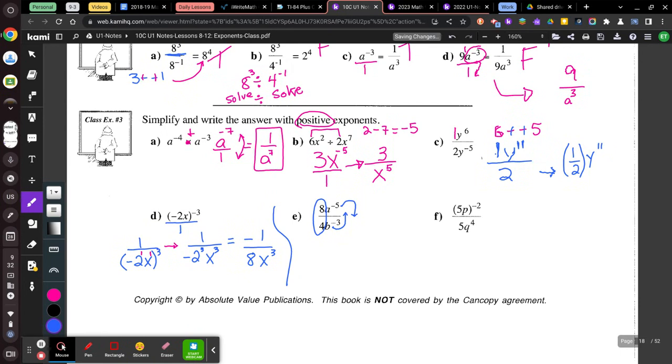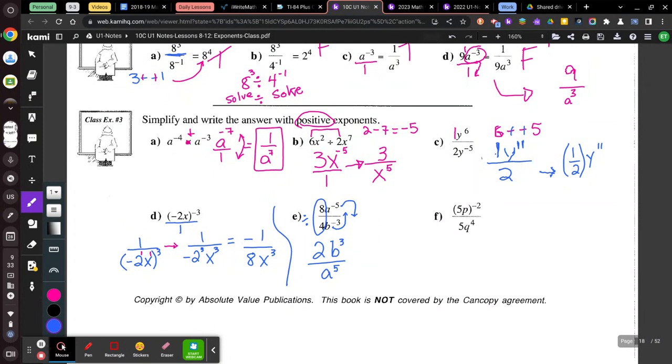But you will divide the 8 and the 4. The 8 and the 4 are going to divide, and it's going to give you a 2. Your b is going to sit on top, and on the bottom you're going to have a positive 5. And that's as far as that one goes. You can't do anything else to that question.